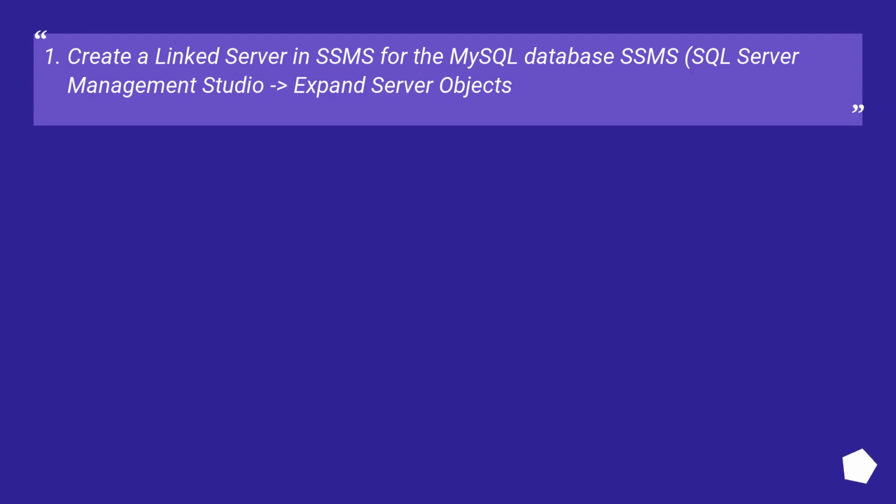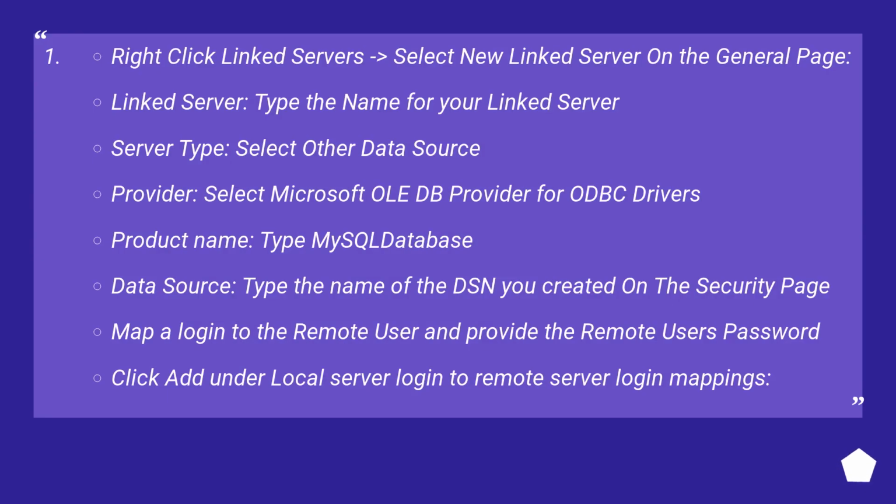Create a linked server in SSMS for the MySql database. In SSMS, SQL Server Management Studio, expand Server Objects. Right-click Linked Servers, select New Linked Server. On the General page, for Linked Server, type the name for your linked server. Server type, select Other Data Source.